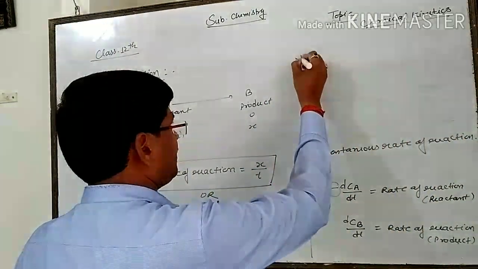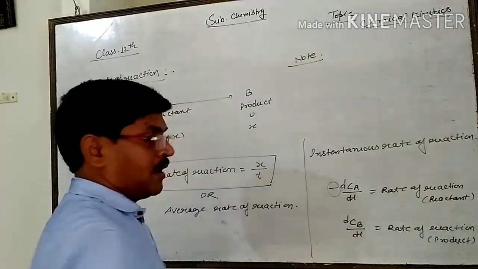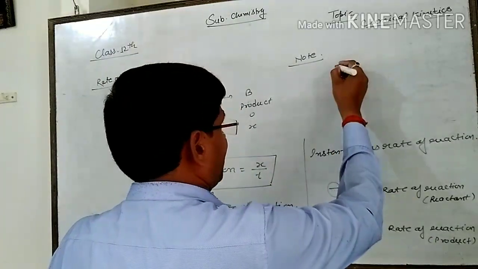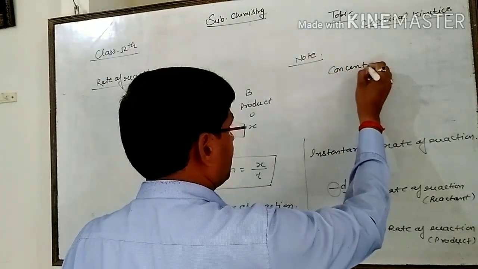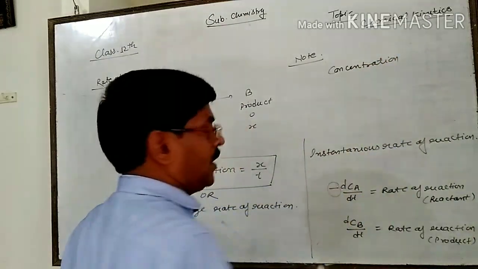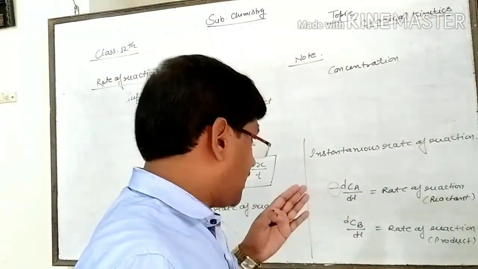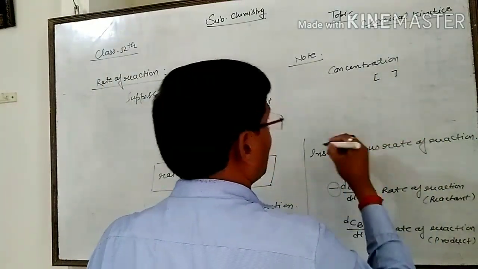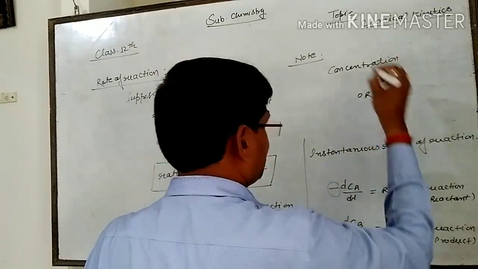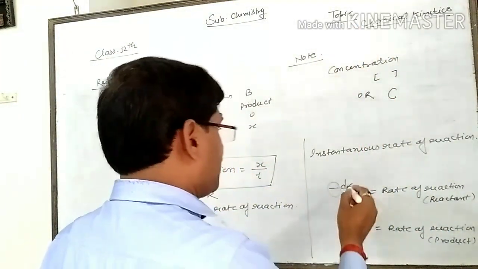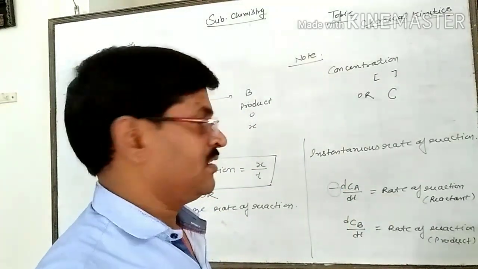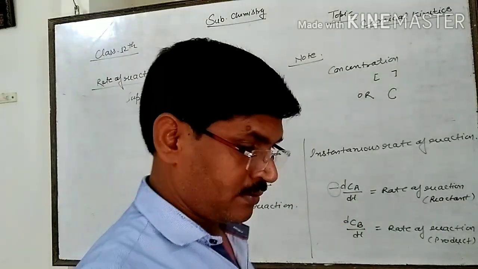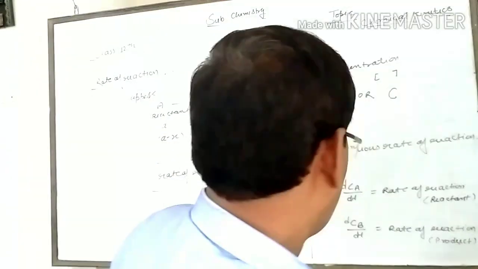In the note you can mention, as you have seen in earlier class in 11th, concentration is a term. Symbolically you have to represent it with square brackets, or in place of this a capital C. So here this C is the concentration. It means concentration of A and concentration of B.